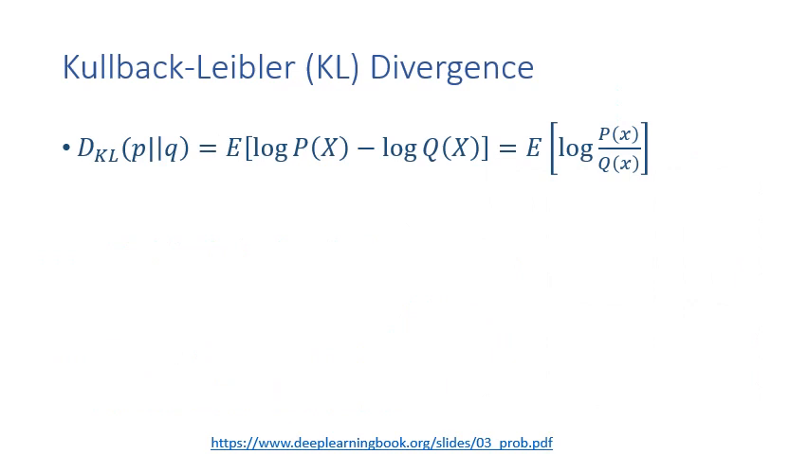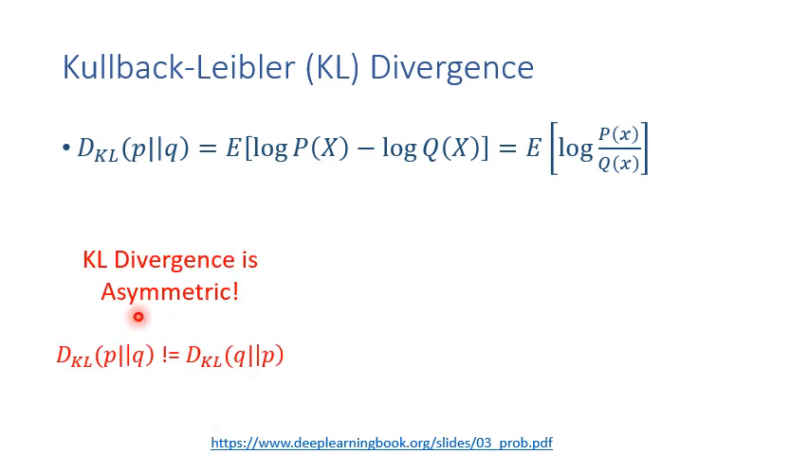We can use self-information to measure the difference between two probability distributions. This method is called KL divergence. KL divergence is also called the relative entropy. Here's the definition and the symbol of KL divergence. The DKL of P and Q is equal to the expected value of log P of X minus log Q of X, and is equal to the expected value of log P of X divided by Q of X. This is the definition of KL divergence. One thing to note is that the KL divergence is asymmetric, which means that DKL of P and Q is not equal to DKL of Q and P.